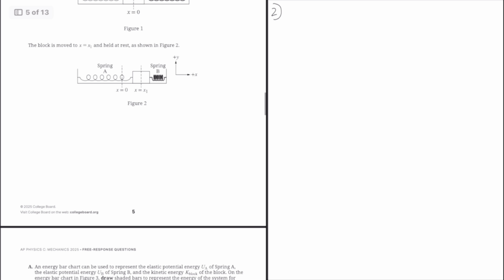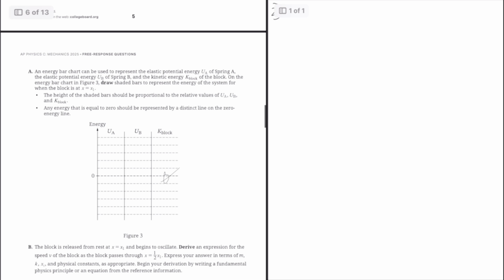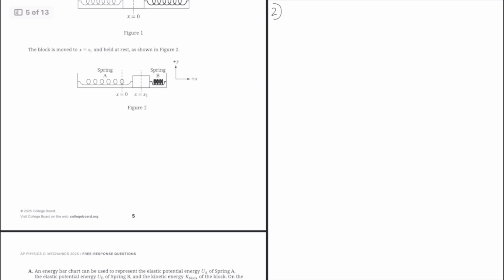So let's think. When it's at x equals x1, what does this literally tell me? It says the block is moved to x equals x1 and held at rest. What's the kinetic energy? 0. It is held at rest. How can there be any kinetic energy? Bang, that's one of them done. Now we have to think, which one, UA or UB, will have elastic spring potential energy, and how do I represent them with the relative magnitudes? I don't know the length of x1. I just know it's x1. You don't have to know.